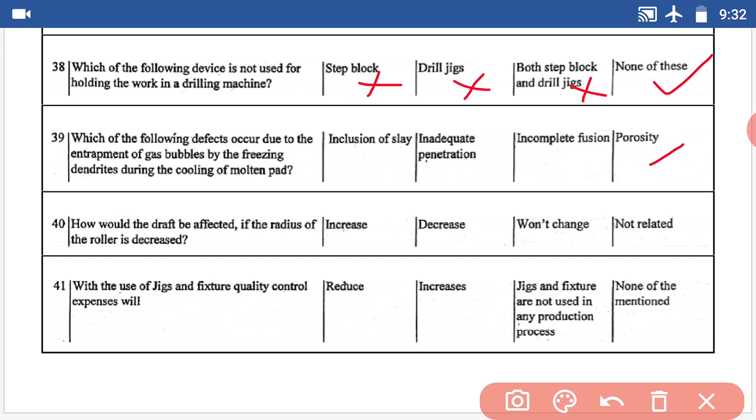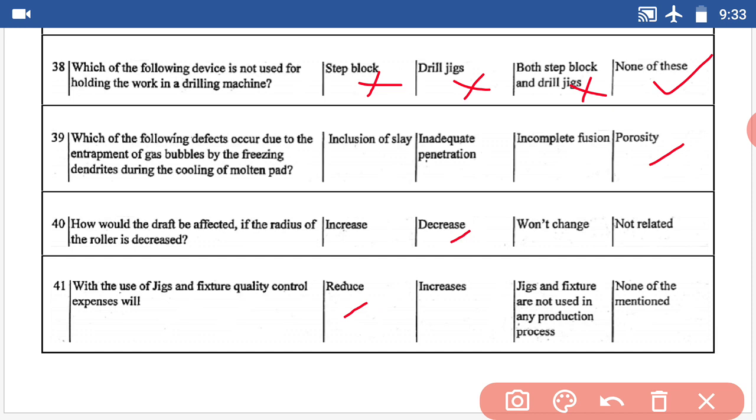Question number 40. How would the tip be affected if the radius of the roller is decreased? This question's answer is decrease. Option B is the correct answer. Question number 41. With the use of jigs and fixtures, quality control expense will dash. This question's answer is reduce. Option A is the correct answer.